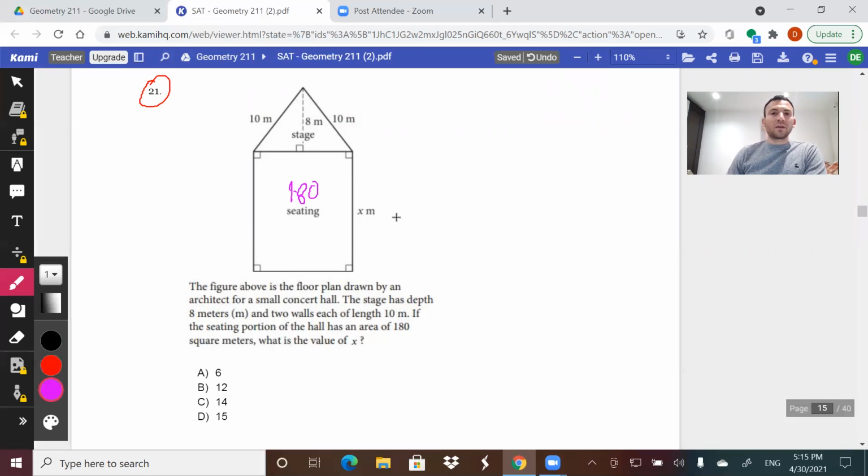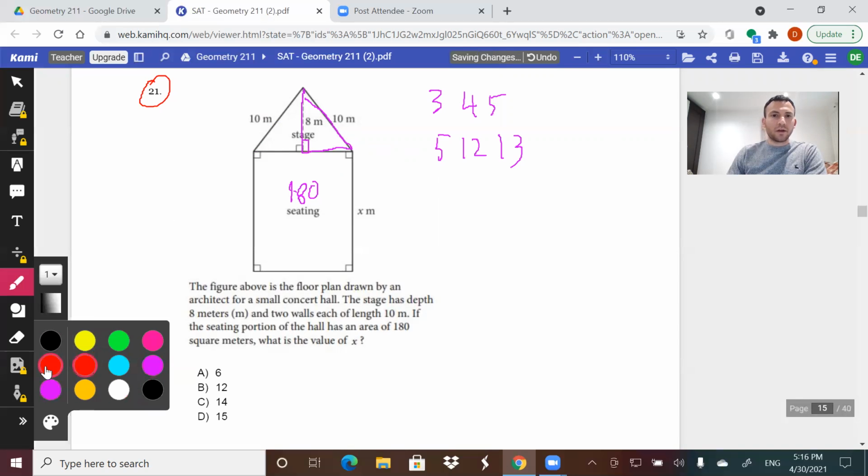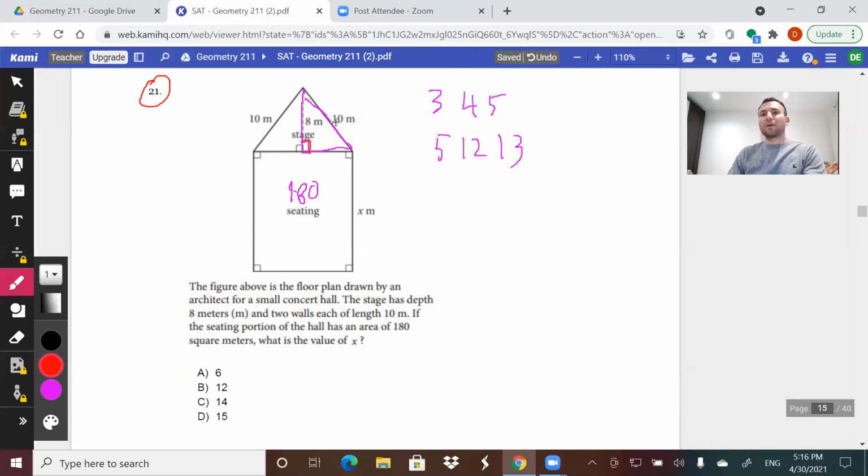And so let's see what we know from here. If you remember, I told you that it's really helpful to know your Pythagorean triplets, your 3, 4, 5s, and your 5, 12, 13s, the first 2 of them. Well, if you look at this one, we have a right triangle. This is 10. This is 8.